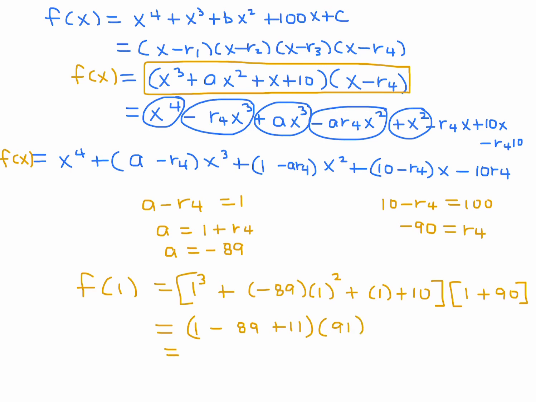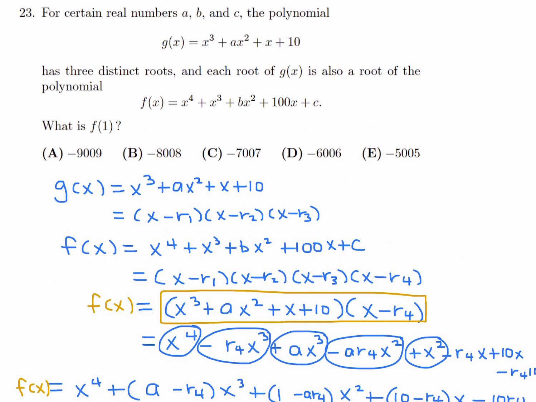And that looks like what? Negative 89 plus 12. So that's negative 77 times 91. And that is minus 7007. So f at 1 is minus 7007, and that is choice C for number 23.